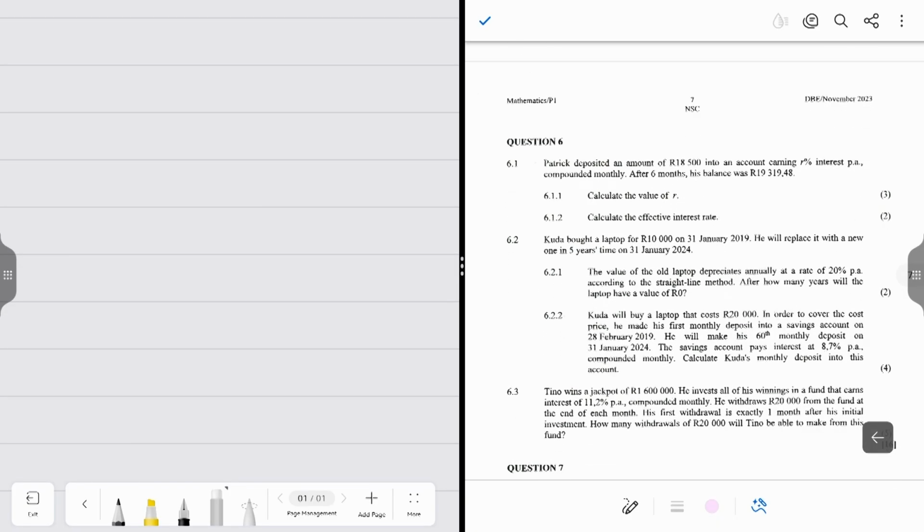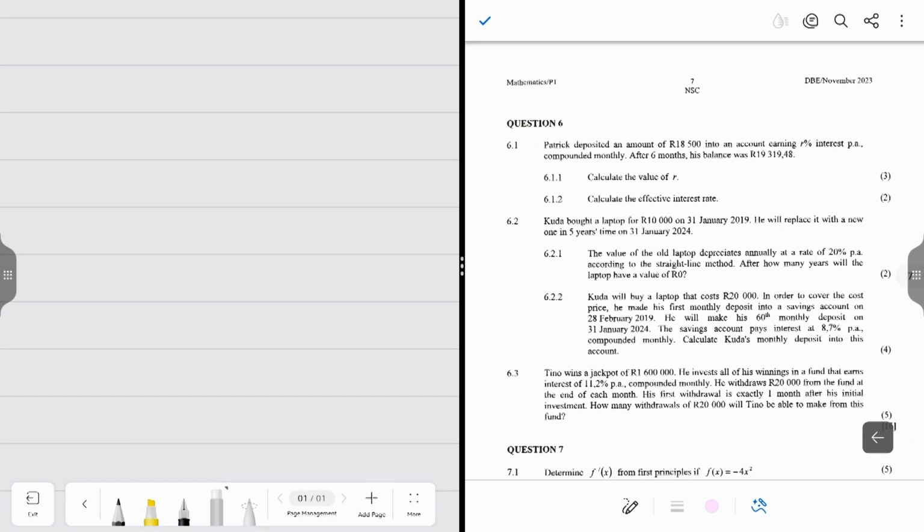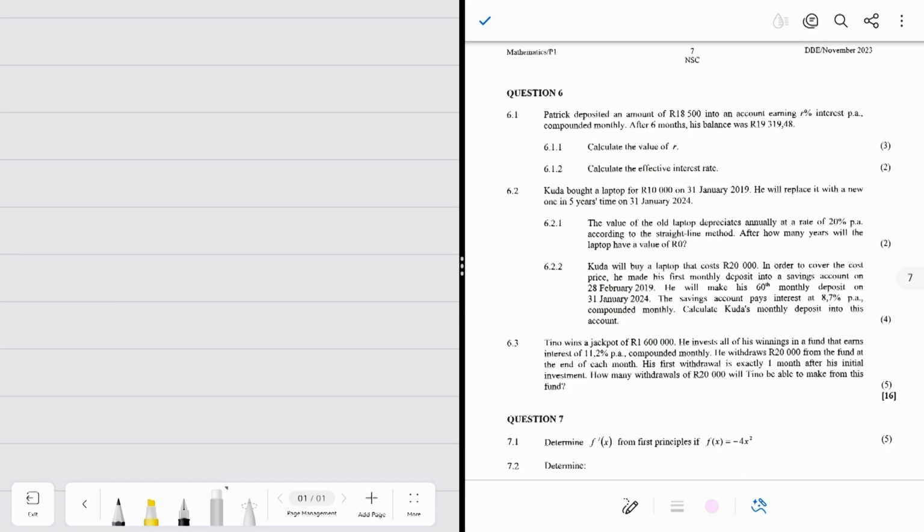We are working through November 2023 and you will normally find your financial mathematics questions in question 6 or 7 in your November paper. Let us get started on question 6.1.